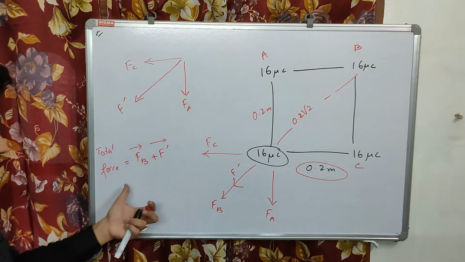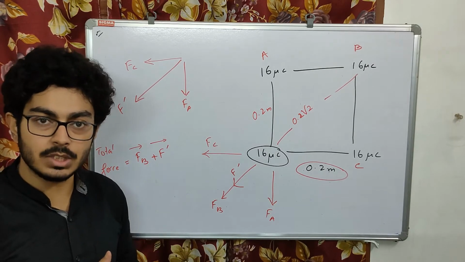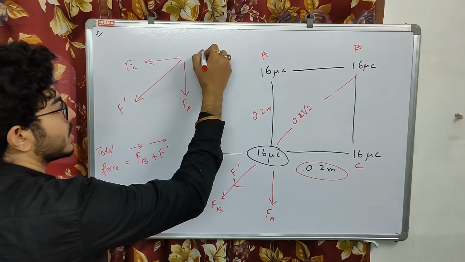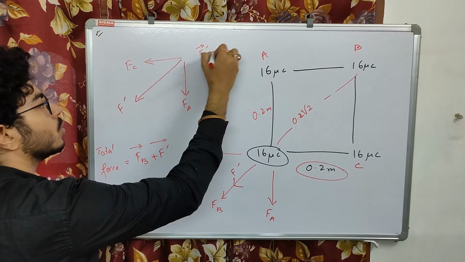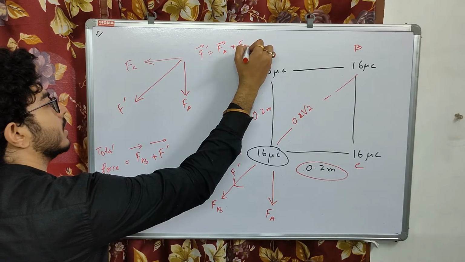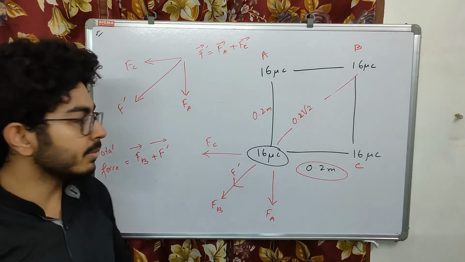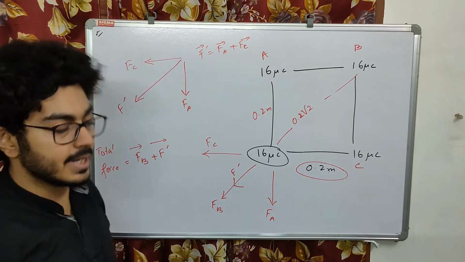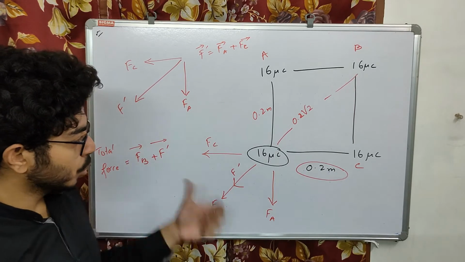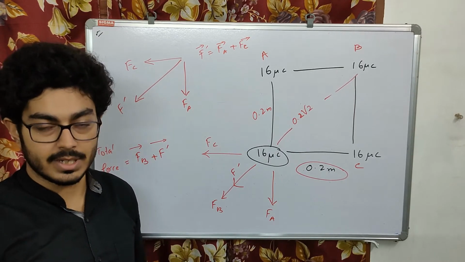FB plus F dash. Now FB and F dash are in the same direction, so here it will be very easy to find out because both of them are in the same direction, and F dash is equal to FA plus FC. I hope you can do this using the vector theorem. The angle between FC and FA is 90 degrees. You all know this, and I want you to do this numerical and write the answer in the comment section.